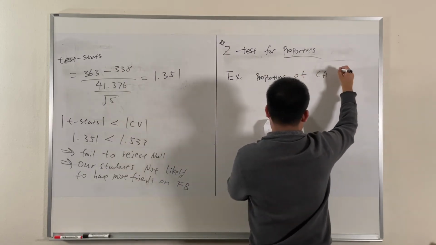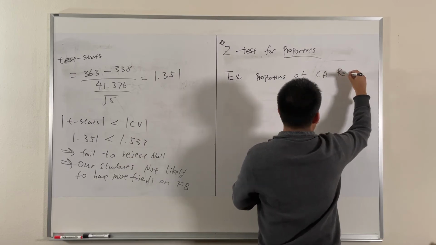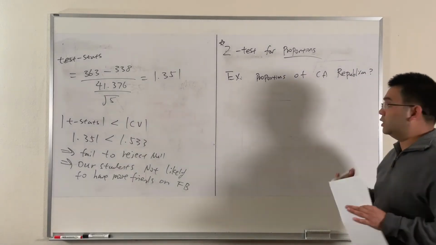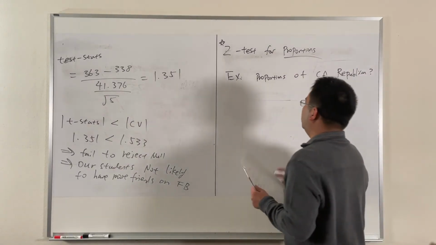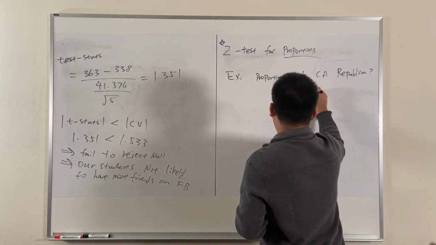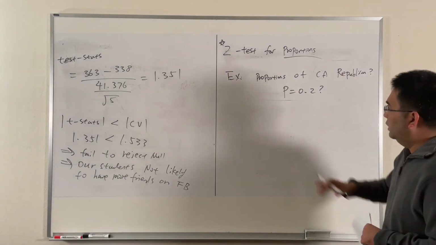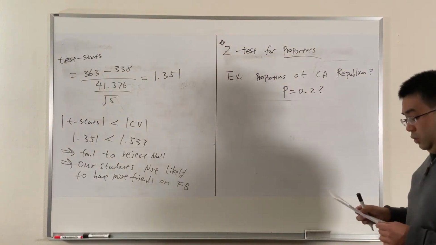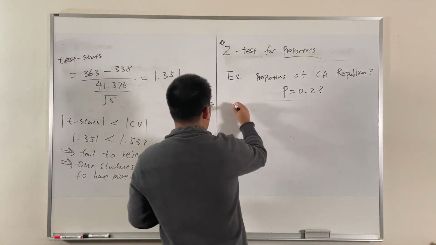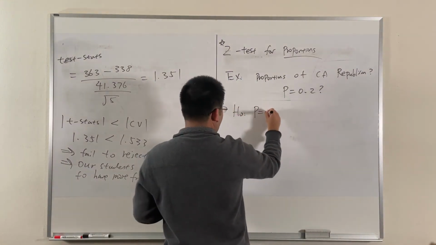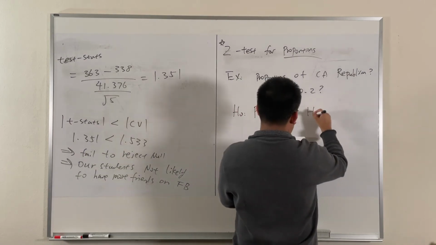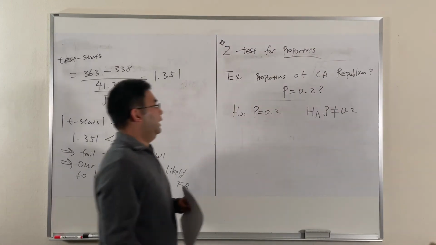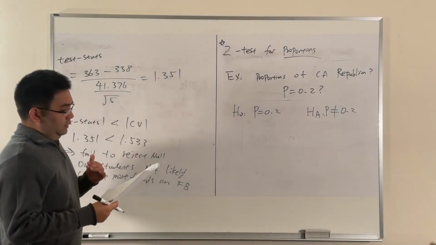So let's ask the question about the proportion of California Republicans. How many percent of California residents are Republicans? Let's ask whether it's 20%, whether it's 0.2 or not. P denotes the population proportion, so whether P is 0.2. Our null hypothesis would be yes, it is. And the alternative is P is not equal to 0.2.